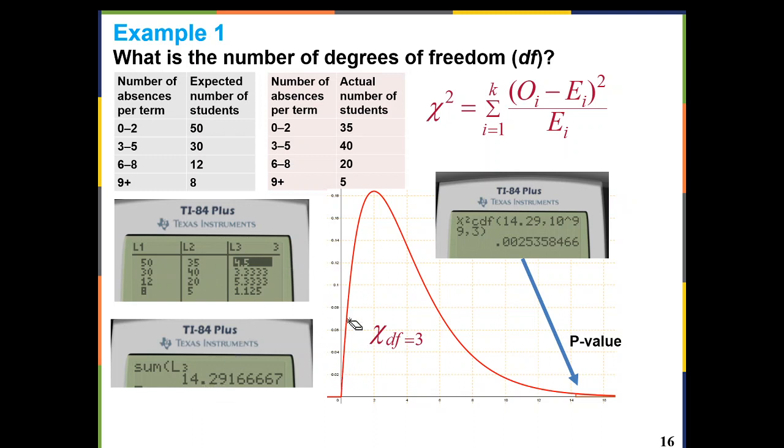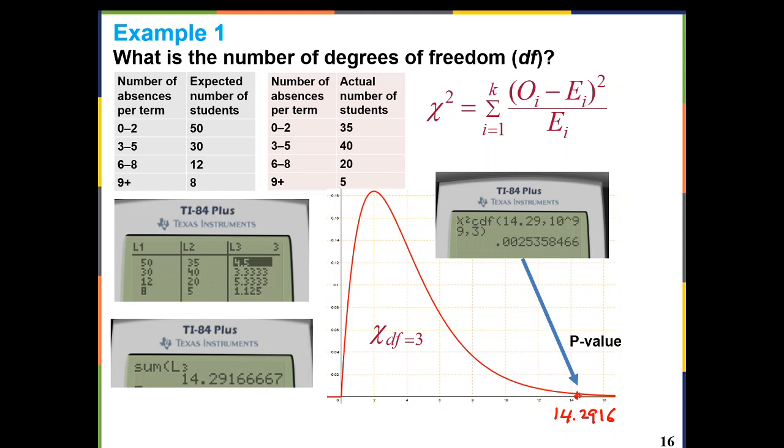Now, I know the distribution is a chi-square distribution with degrees of freedom of 3, which looks like this. And I did this with GeoGebra, but you don't have to have the graph. You can use a calculator. So the calculator can find the area after what? 14.29, 16, and so forth, right? So that's the number right here.